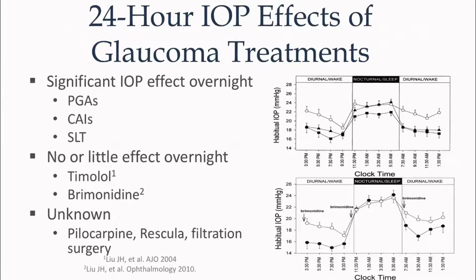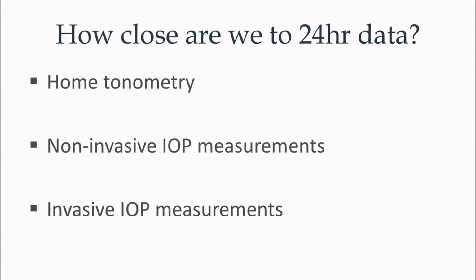I went over this slide already in a previous talk, just showing the different therapies that we have. Some are significant, some we know are insignificant, like Timolol, and there's a lot of room for research. So if any of you are looking for research topics to cover, looking more at the different effects over 24 hours of our medications would be something valuable to add to the literature. How close are we to 24-hour data?